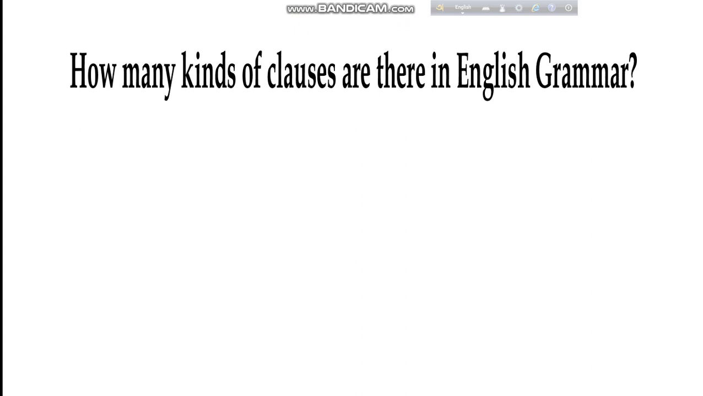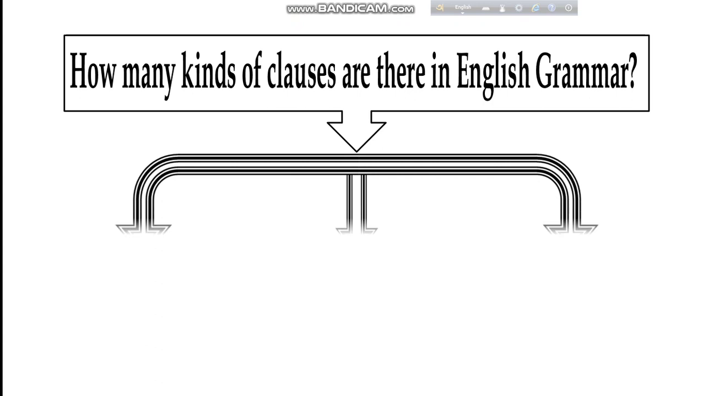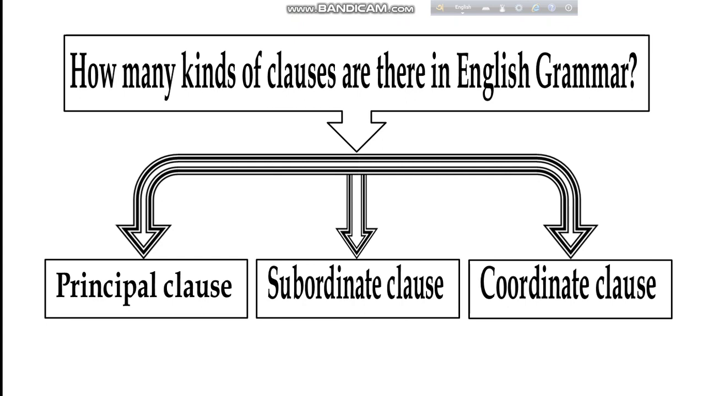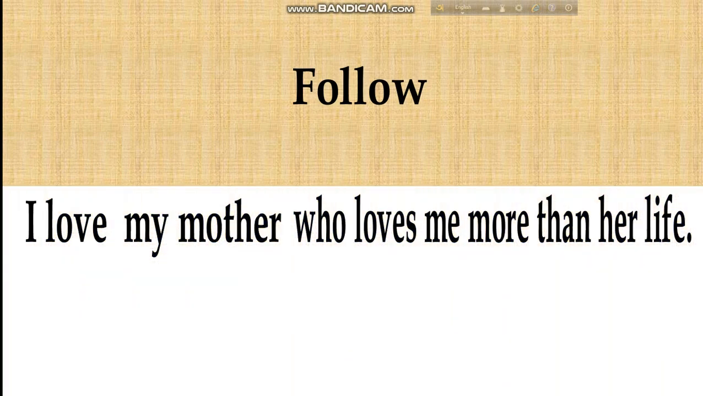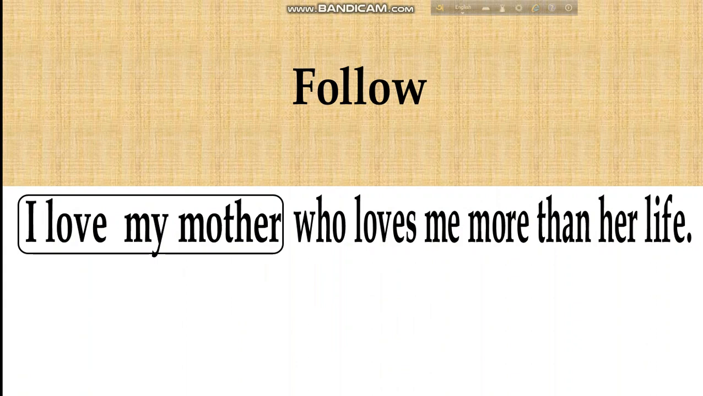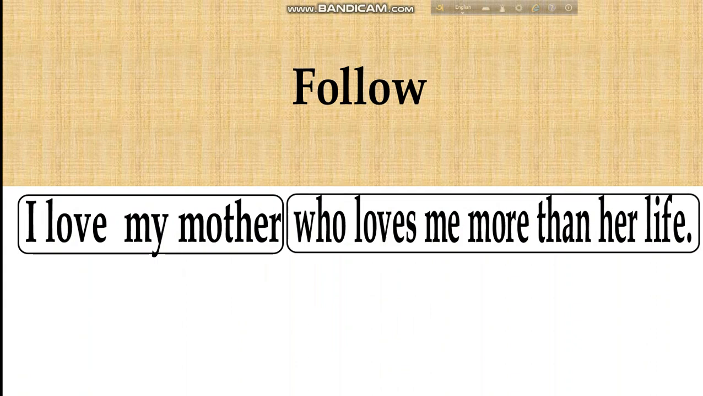How many kinds of clauses are there in English grammar? We can see a picture, and the picture shows the three kinds of clause: principal clause, subordinate clause, and coordinate clause. Follow: I love my mother who loves me more than her life. I love my mother is a part, and another part is who loves me more than her life. There are two parts in a sentence.